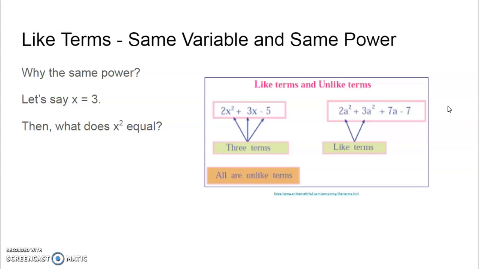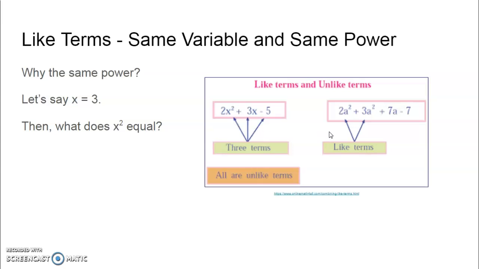In algebra, combining like terms is very similar to that. In algebra, your like terms have to be the same variable to the same power. So let's take a look first at the picture on the left, where it says like terms and unlike terms. Right? This expression right here, 2x squared plus 3x minus 5, has 3 terms. In algebra, terms are separated by addition and subtraction symbols, so that's why we have 3. And you can see they're all different.